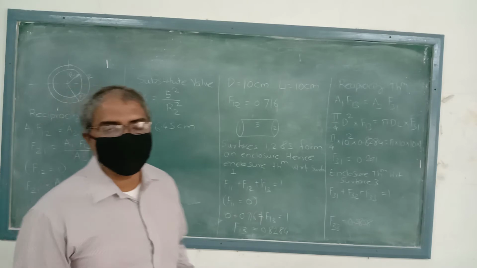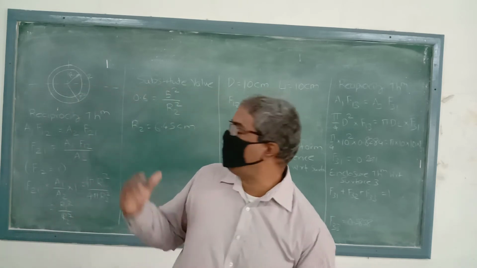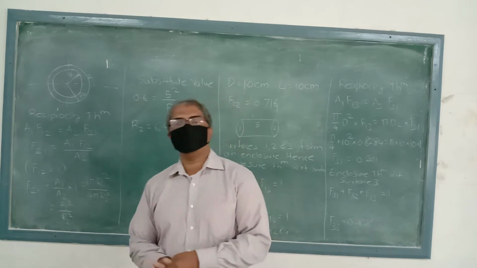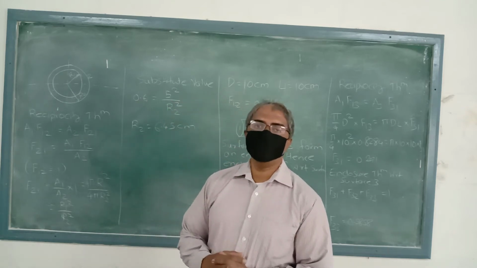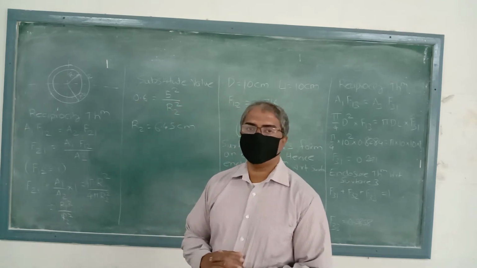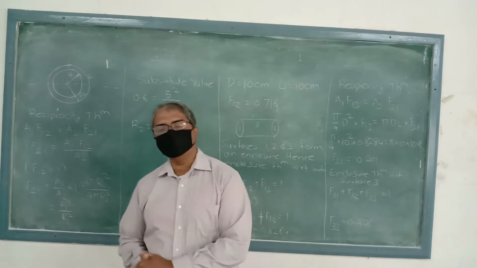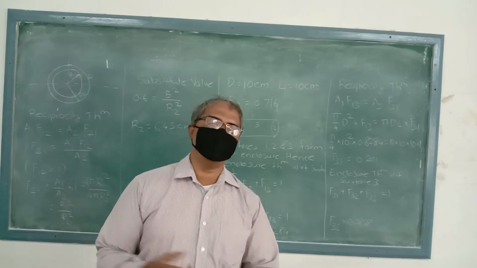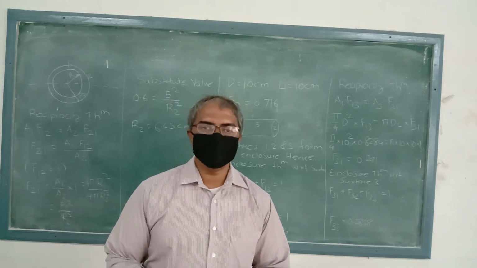So see, we are applying the reciprocity theorem. We are applying the shape factor of one sphere with respect to the other sphere, and we easily find out the radius of the second sphere. So these are very simple numericals. At the time of the examination, they ask you these numericals for 6 marks.